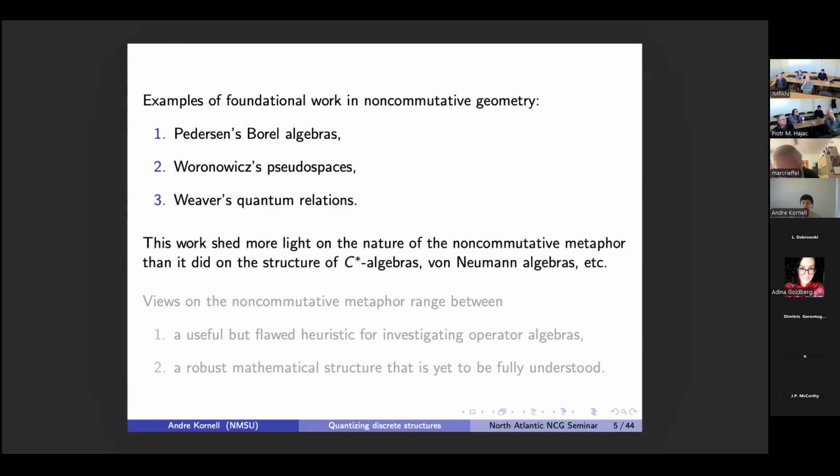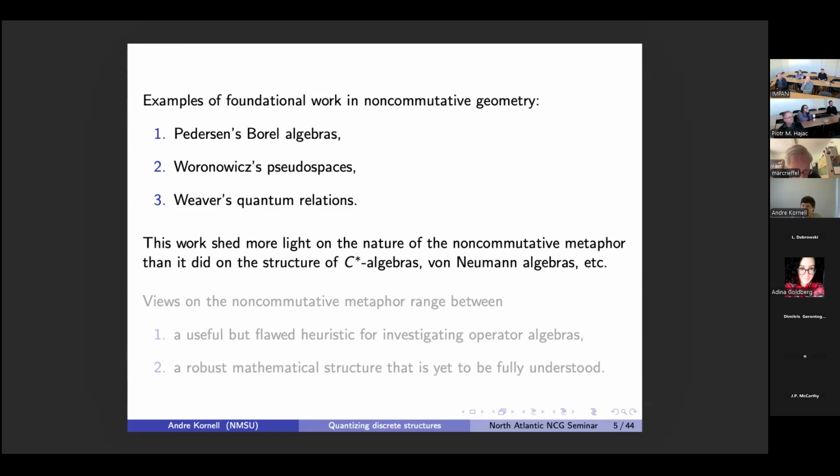And the thing to point out here is that indeed this work shed more light on the nature of the non-commutative metaphor than it did on the structure of C-star algebras or von Neumann algebras and so on. So indeed, it is foundational in the sense of the slide that I had been describing, the previous slide.